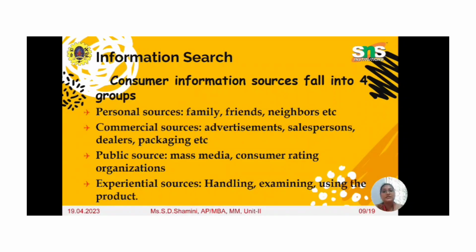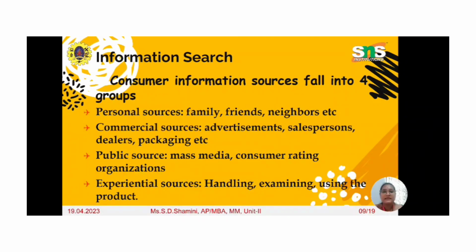And the second stage is information search, the way to collect information about a product or a brand from various sources which are available on the internet or offline also. These information sources fall into 4 groups. The first one is personal sources, where we collect information about a product or a brand from our family, friends, neighbors, peer groups, etc.